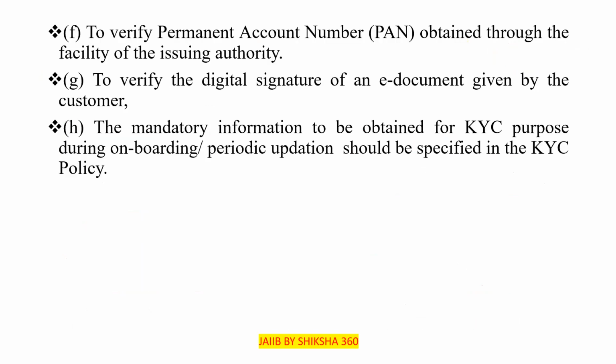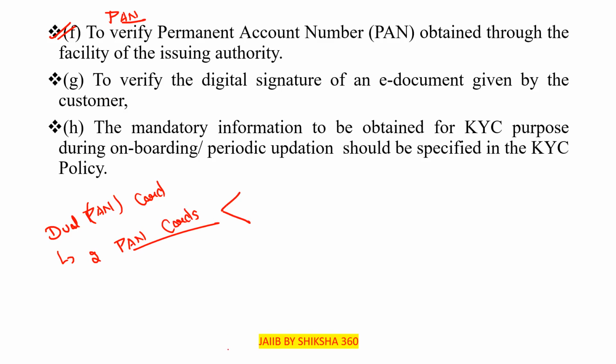Further, to verify the permanent account number, you will find that many persons have dual PAN cards, that is, two PAN cards. One may be valid and one invalid. In some cases both are valid, but they have changed the information on them. What they will do, no one knows, and what the reason behind that is. So we have to take care regarding that properly.